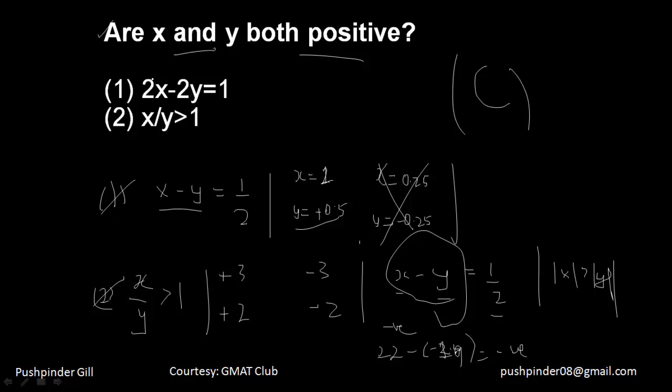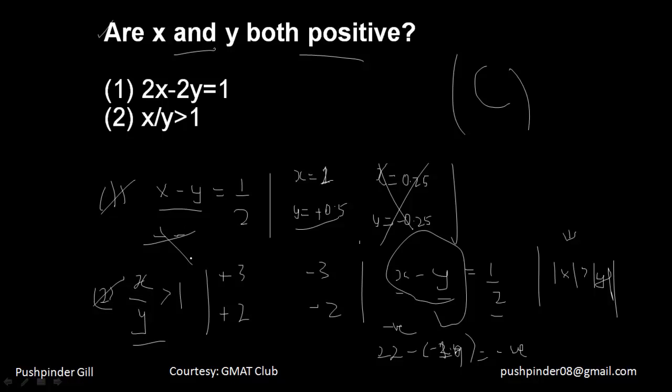But when you combine both, there are two pieces of quality information that you take out of this. Either both of them are positive or both of them are negative, and for sure modulus of x is greater than modulus of y. When modulus of x is greater than modulus of y, x minus y is equal to 1 by 2.